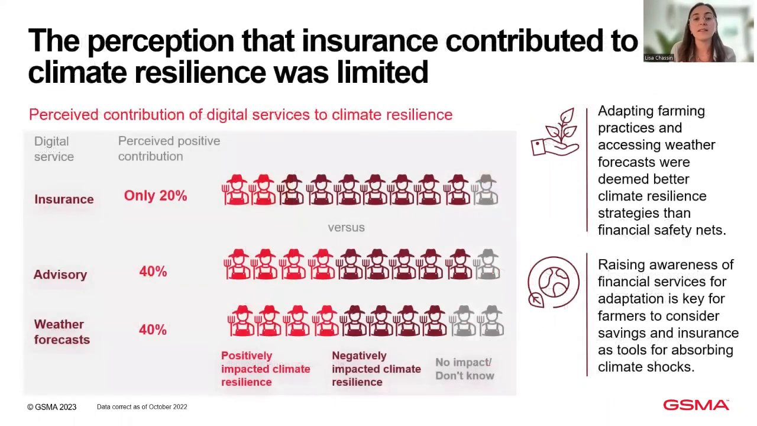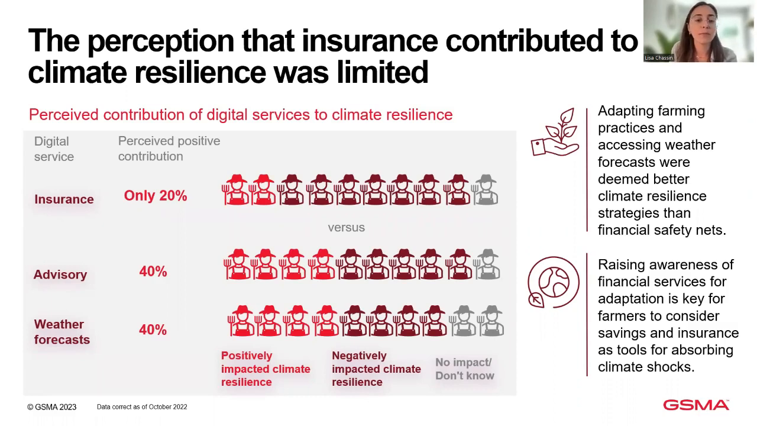So we've just seen that insurance uptake was greatly limited, and so is the farmers' perception of its impact on climate resilience. We've just seen that 40% of farmers believe having access to advisory and weather information improves their climate resilience, only 20% considered that insurance will have a positive contribution to their climate resilience. In other words, farmers were more likely to consider that adapting farming practices and accessing weather forecasts were better climate resilience strategies than accessing financial safety nets, such as insurance.